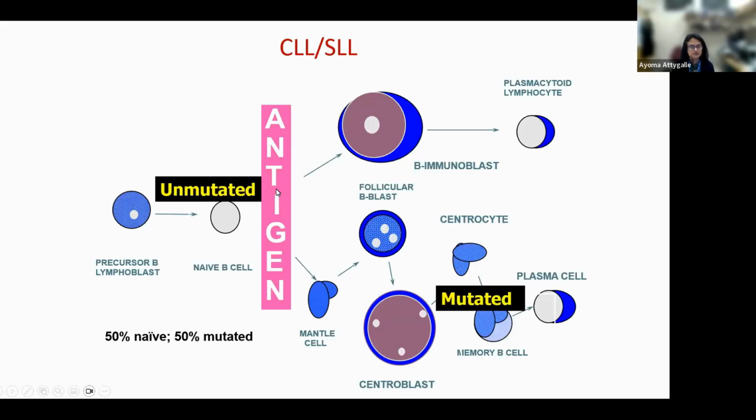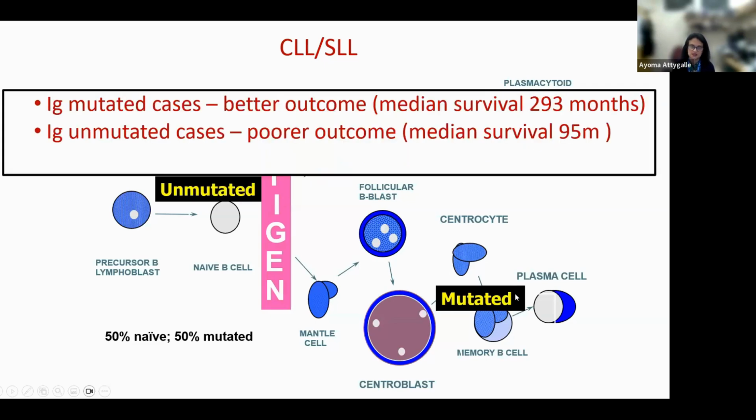So 50% of these are unmutated, whereas the other half are mutated. The IG mutated cases have a better outcome, as you can see from the median survival of 293 months, as opposed to the unmutated cases, which have a poorer outcome.